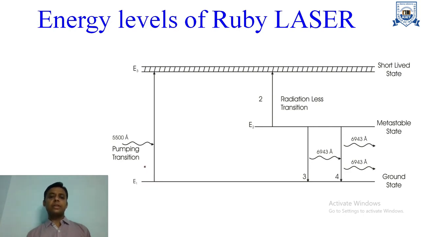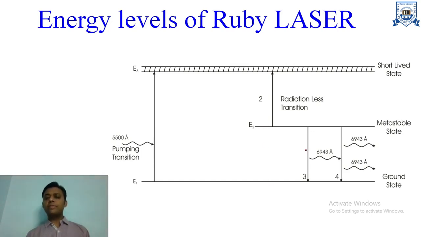After the pumping transition, when we flash the xenon lamp, chromium ions are irradiated by photons of wavelength 5500 angstrom, and the chromium ions go from the lower level to a higher level, and from the higher level they come down to the metastable state. This is a radiationless transition. As we know, we will get population inversion between the E2 and E1 states.